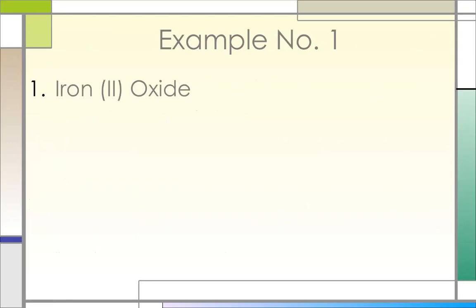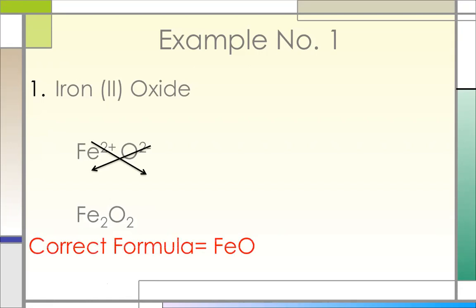Example number 1, you have iron(II) oxide. So you have to write the formula of the cation, which is the iron, and the oxide, which is the anion. You have Fe as 2 positive, while the oxide is 2 negative. Crisscross method, then you get Fe sub 2, O sub 2. The correct formula is FeO, because you have to reduce it to the lowest ratio.